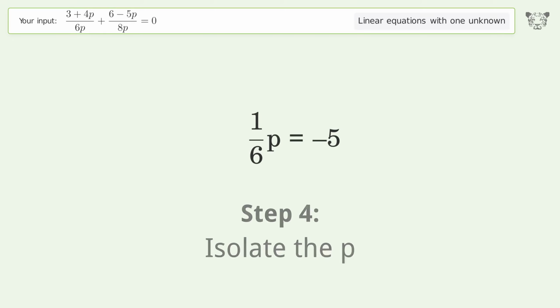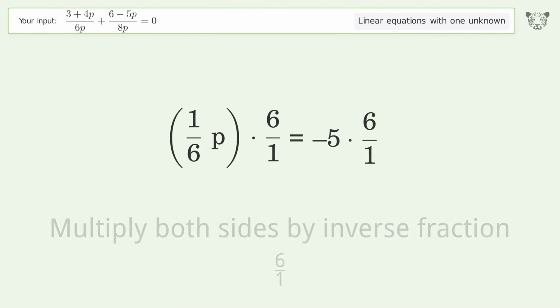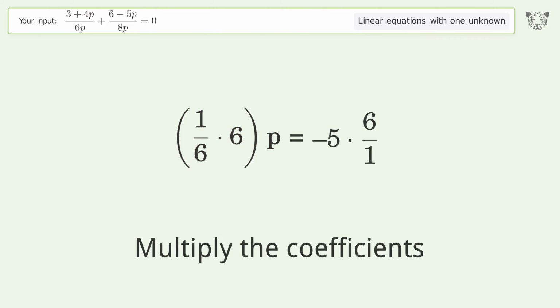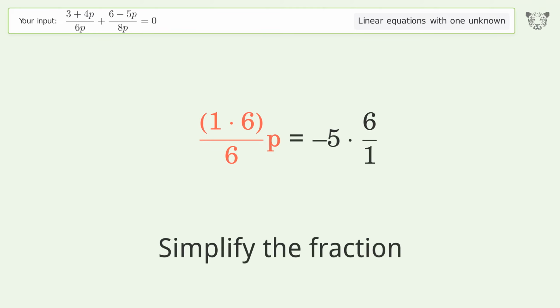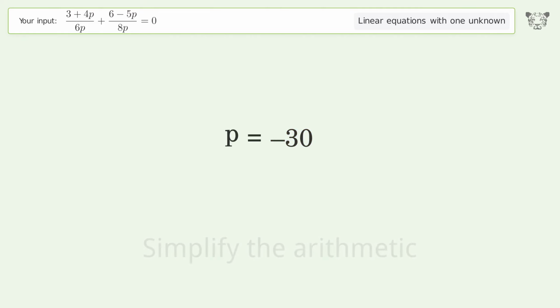Isolate the p. Multiply both sides by inverse fraction 6/1. Group like terms. Multiply the coefficients. Simplify the fraction. Simplify the arithmetic. And so the final result is p equals -30.